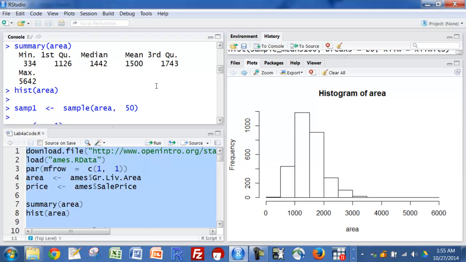If we go back to the first graph, you can see that for area, the population has a little bit of skew. It's not perfectly symmetric. There's some drop off to the right here, and the average is somewhere in here.